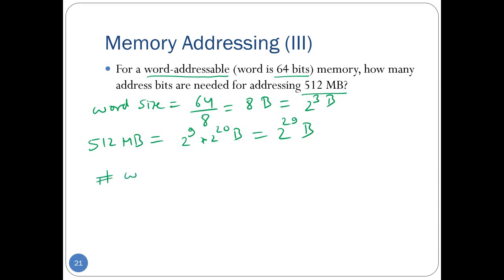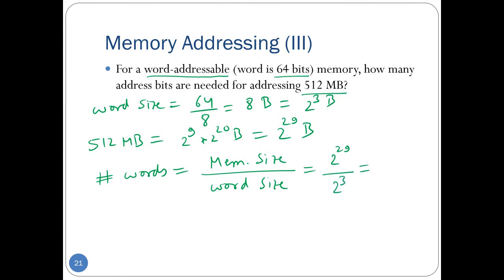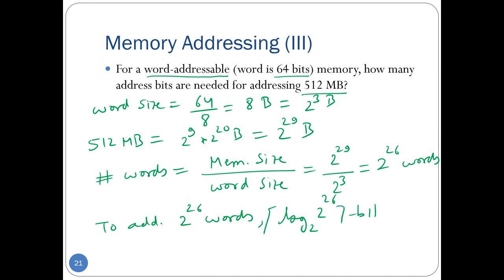So the number of words would be given by memory size divided by word size. Memory size is 2 to the power 29 and the word size is 2 cube. So this is basically 2 to the power 26 words. To address 2 to the power 26 words, we need the ceiling of log base 2 of 2 to the power 26 bits. So this is simply 26 bits.